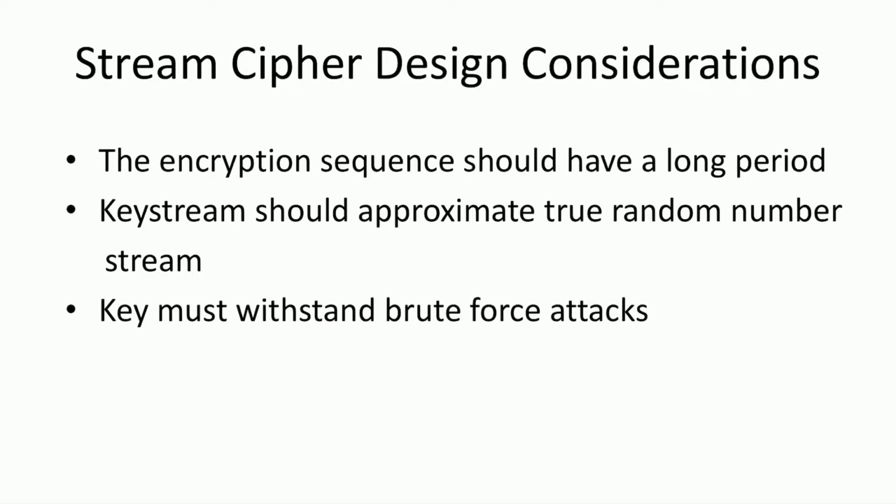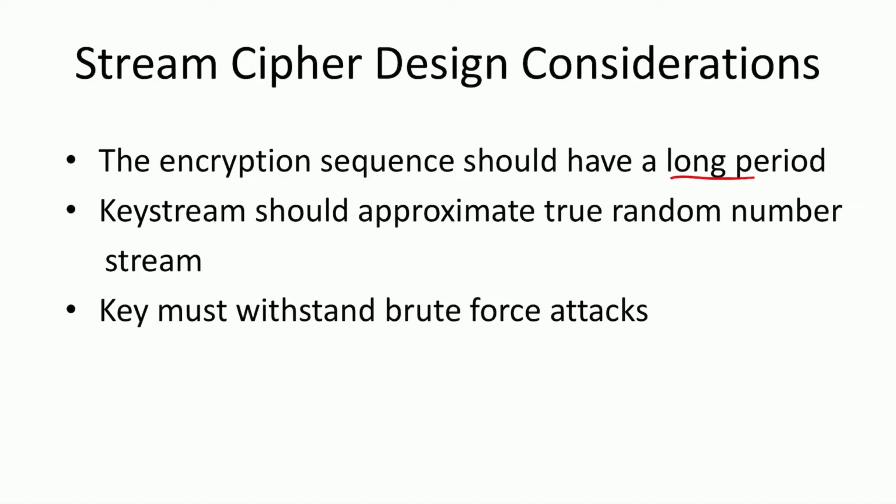There are some design considerations to keep in mind for stream ciphers. Number one is that the encryption sequence should have a very long period. The pseudo-random number generator uses a function that produces a deterministic stream of bytes that eventually repeats. The idea is that the longer this period before it repeats, the more difficult it is to do cryptanalysis. So the length of this key stream before it repeats itself should be long.